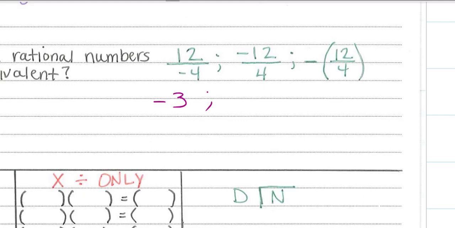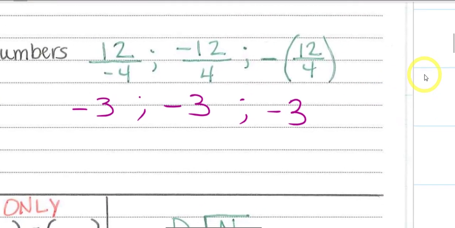On the next one, I also have a similar scenario where one of the numbers is positive, the other one is negative, so my answer is going to be negative. 12 divided by 4 is also 3. And then on the last example, I've got the division in parentheses with the negative on the outside, which means I would do the division. 12 divided by 4 is going to equal 3. And then I'm multiplying that times a negative, and so it's also going to be negative 3.